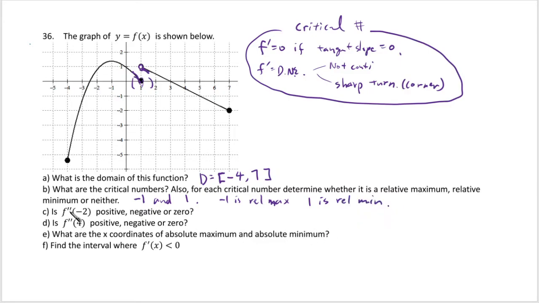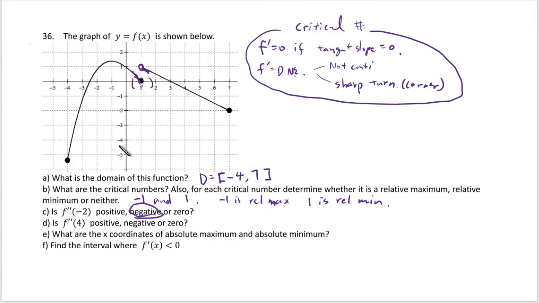Okay, is f double prime of -2 positive, negative, or 0? At -2, right here, is this part of a smiley face or a frowning face? It's part of a frowning face, right? So in that case, f double prime is negative. So this answer would be negative.